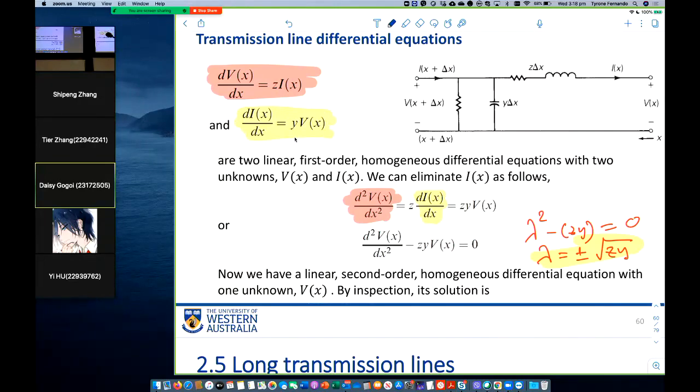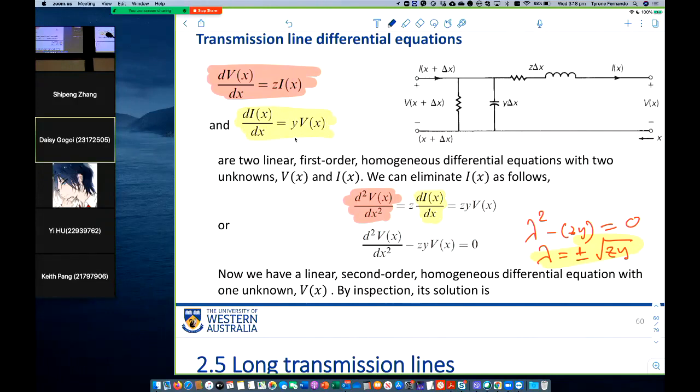On the right hand side, we need to differentiate with respect to x. So you get dI/dx, right? And from the second equation that I highlighted in yellow, we know dI/dx is actually yVx. So we can substitute for that, and then we have d squared V/dx squared must equal zyVx. Very straightforward, right? We have that equation.